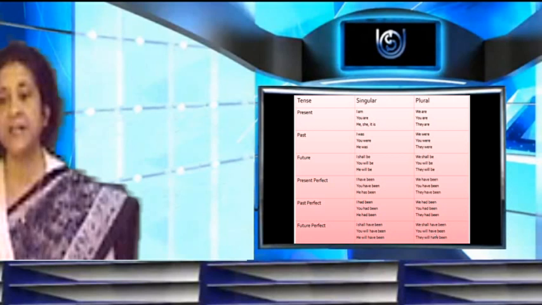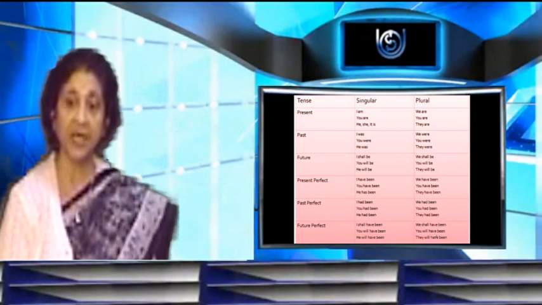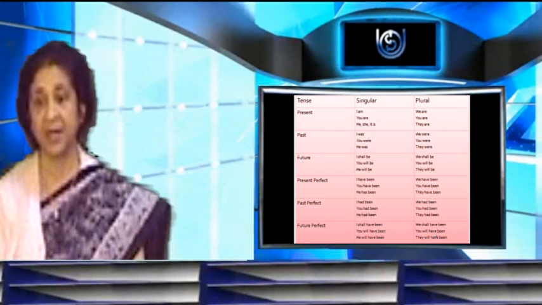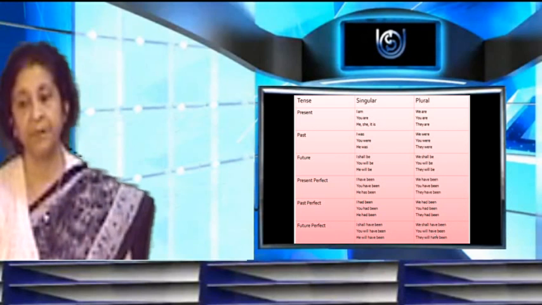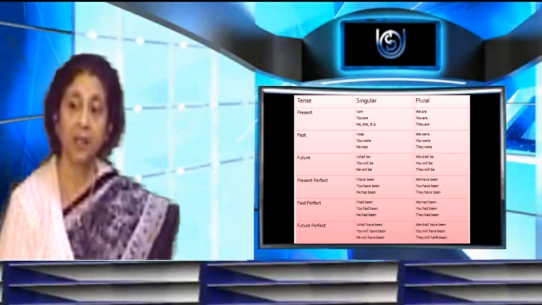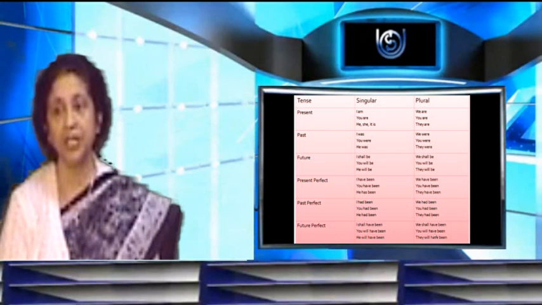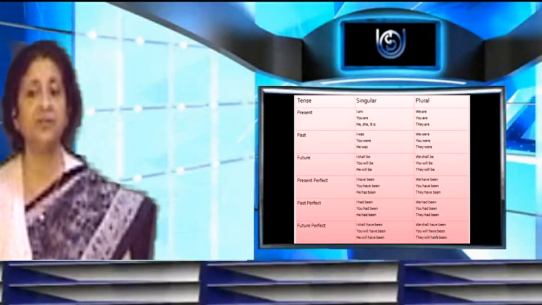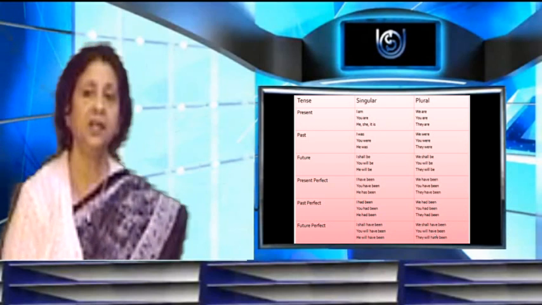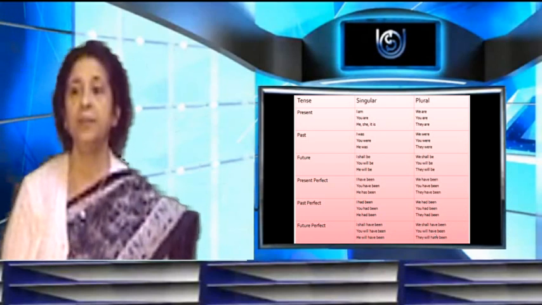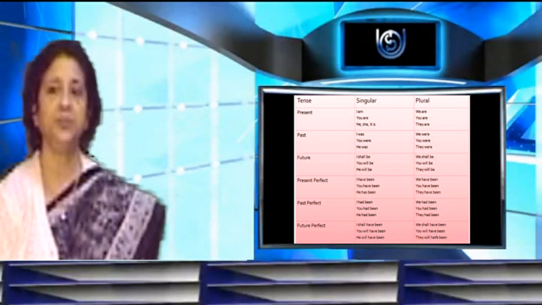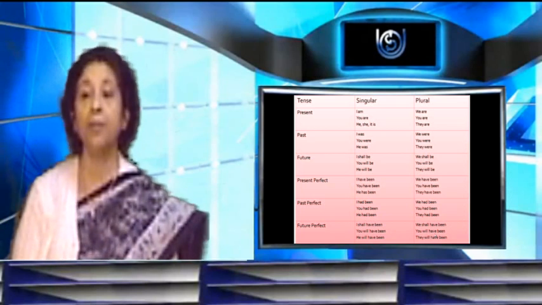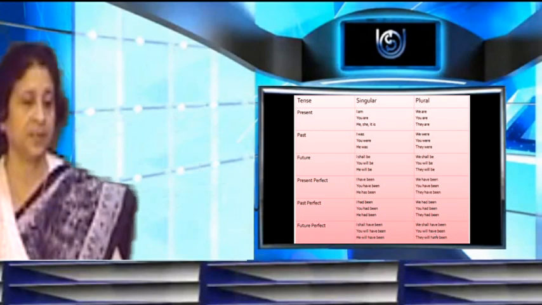Now future perfect tense, I shall have been, you will have been, he will have been. And in plural, we shall have been, you will have been, they will have been. This chart gives you a clear picture of the conjugation of verb along with the subject. This is all about your tenses.